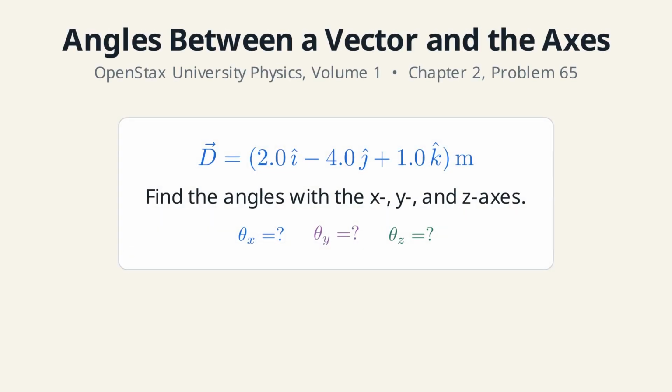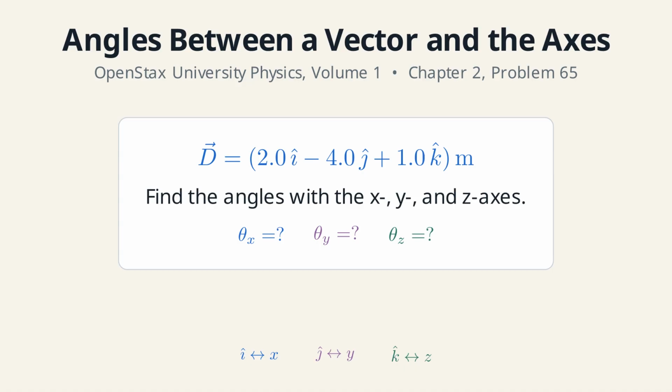Let us solve OpenStax University Physics, Volume 1, Chapter 2, Problem 65. The vector d is 2.0 i hat minus 4.0 j hat plus 1.0 k hat meters. We need the three angles it makes with the x, y, and z axes.